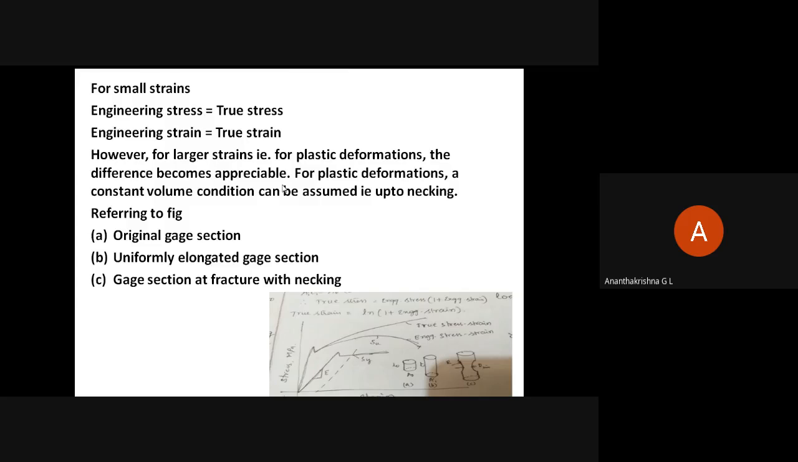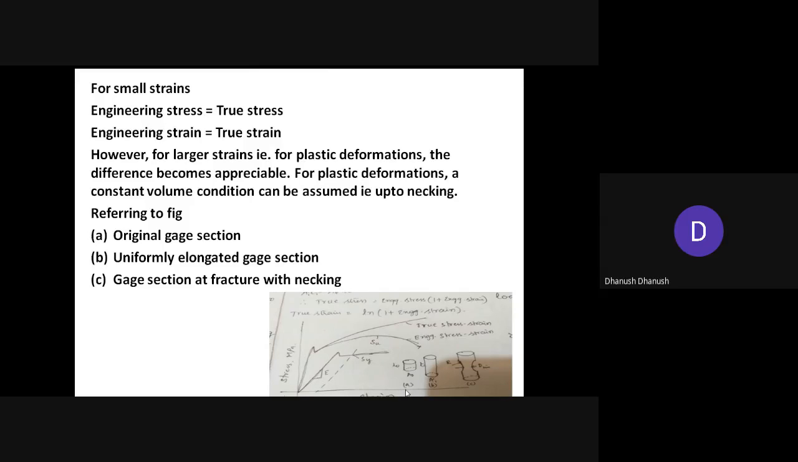So you have two zones. One is the elastic region, the other is the plastic region in the stress strain diagram, correct? In the elastic region, the component will come back to its original shape and size upon release of load, whereas in plastic deformation, it cannot regain its original shape and size. Okay. So for plastic deformation, a constant volume condition can be assumed up to necking. Can you see this picture clearly? Is this picture visible for you?